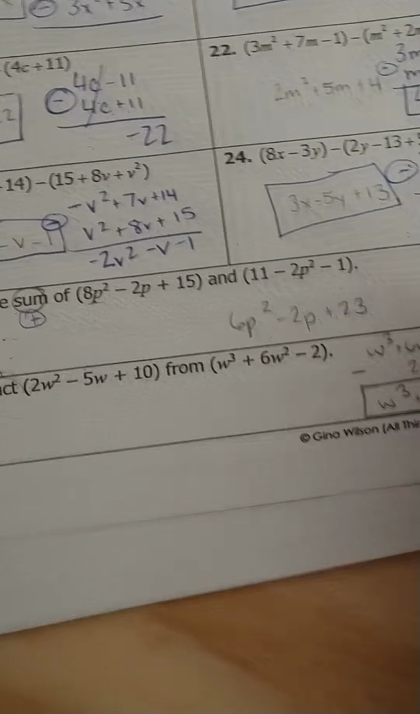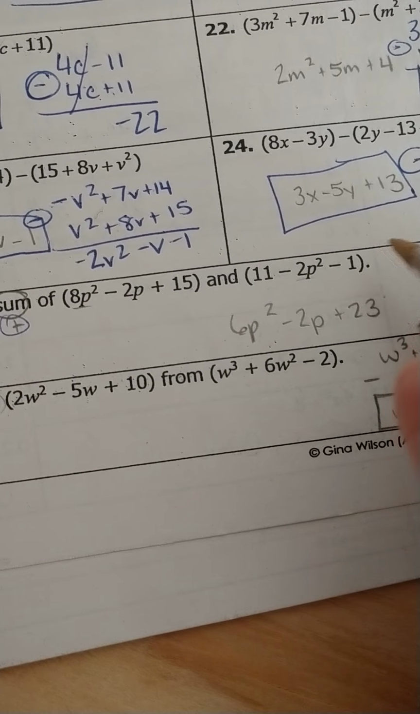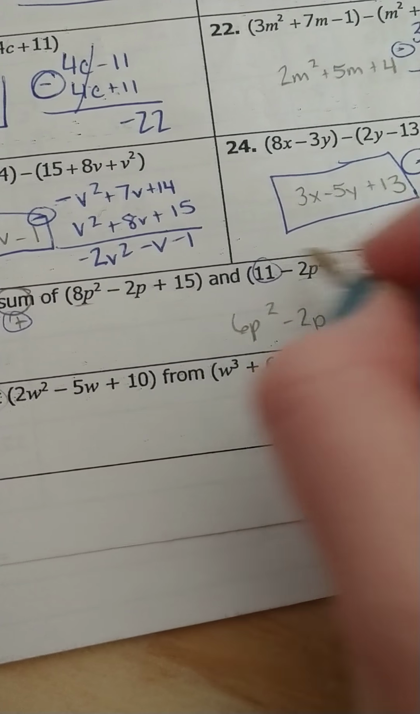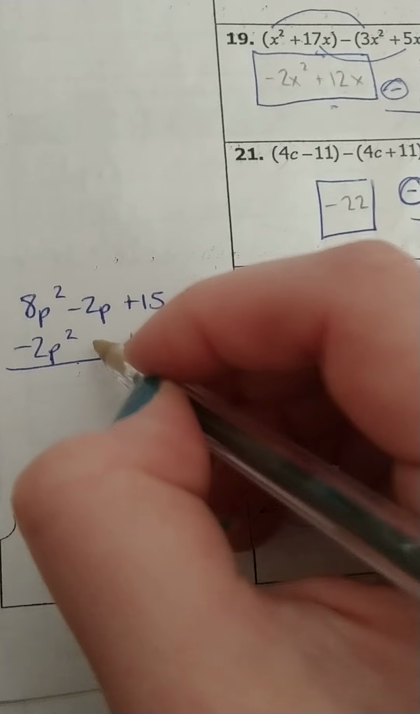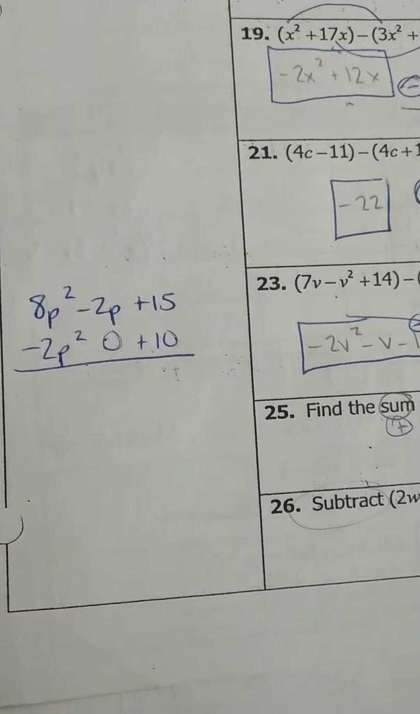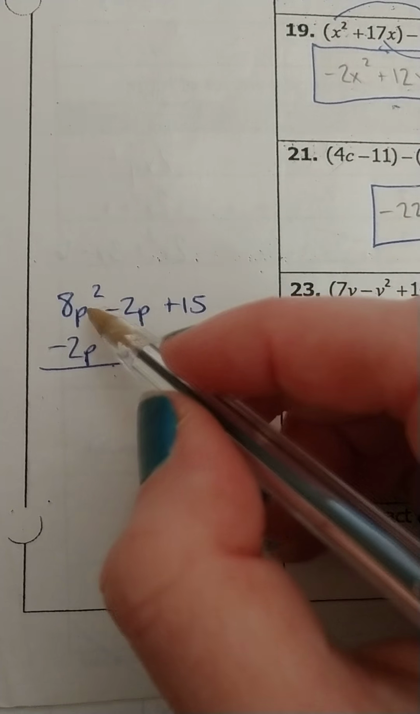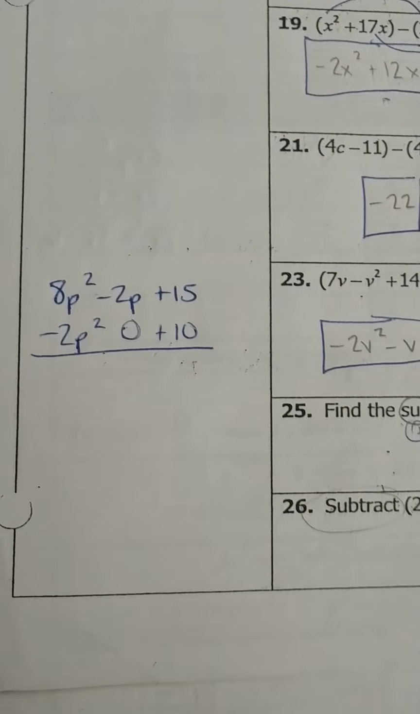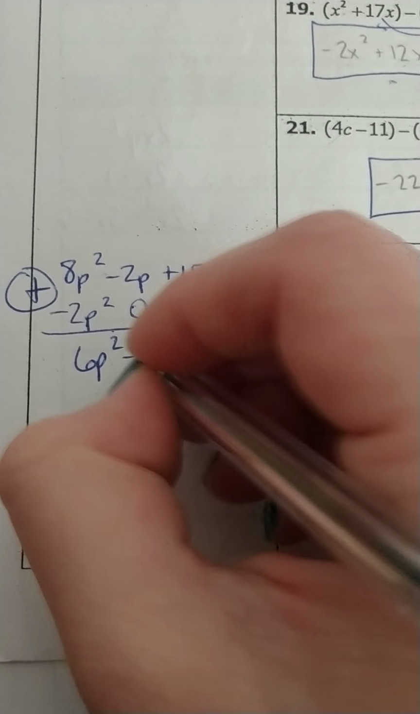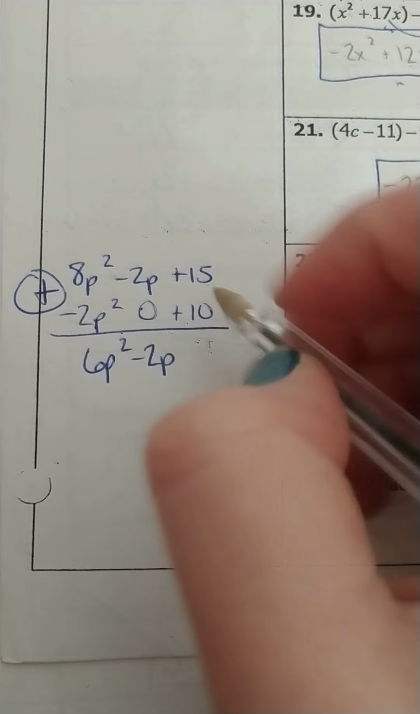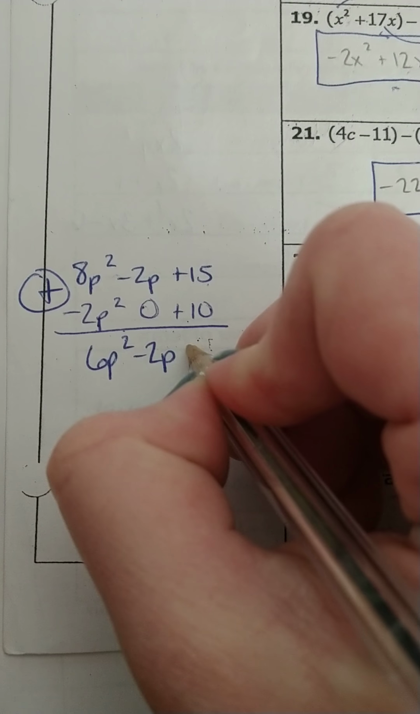And then if you look at this, that's another one of those. You've got negative 1 and 11, and that gives you 10. So plus 10. You've got nothing to fill in right here. So 8 minus 2, because we are adding these. Add. 8 minus 2 is 6p squared. Negative 2 plus nothing is negative 2. And 15 plus 10 is 25.